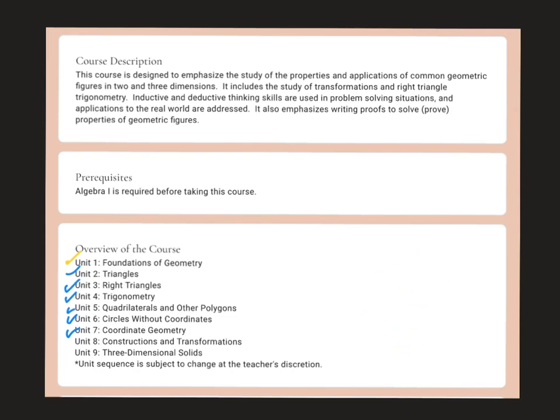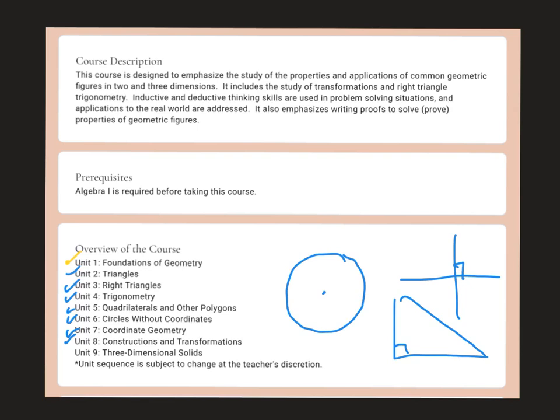Next, we're going to look at constructions and transformations. Obviously, this is a very imperfect circle, but using technology, and also, if we go back in the classroom, depending, we might be using protractors and compasses to make perfect circles, or perfect right triangles, or perfect perpendicular lines.